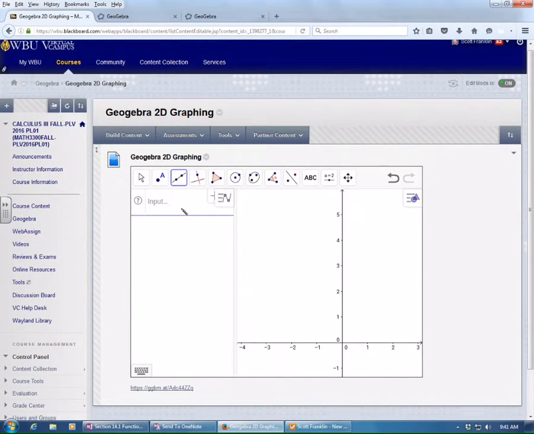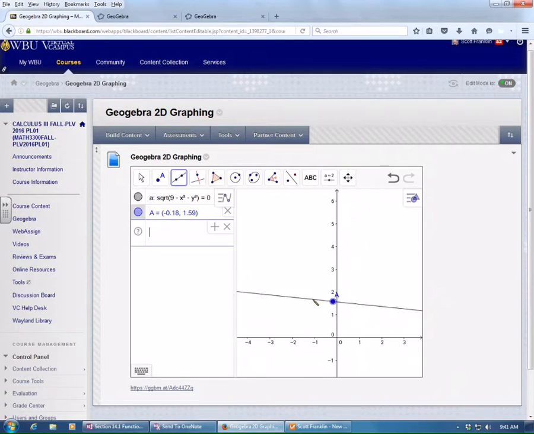All right, let's just start over. I'm going to do square root of 9 minus x squared minus y. Dang it. I can't type. Keep messing up. Square root of 9 minus x squared minus y squared equals 0. What did I just do?